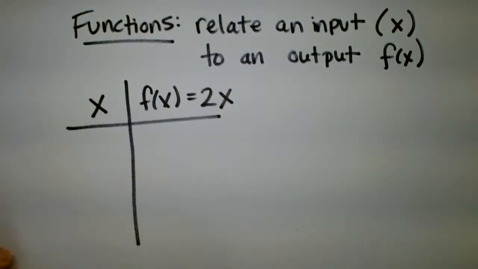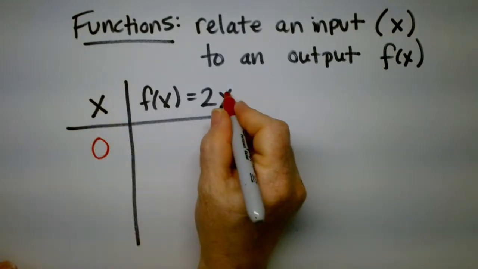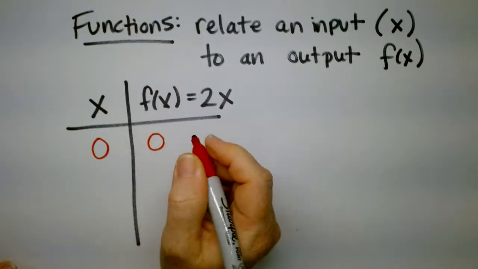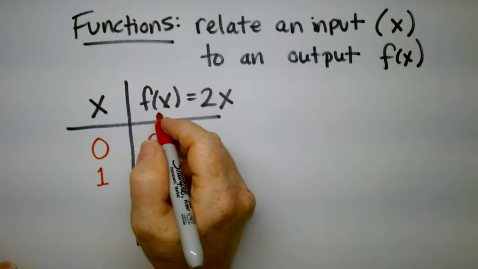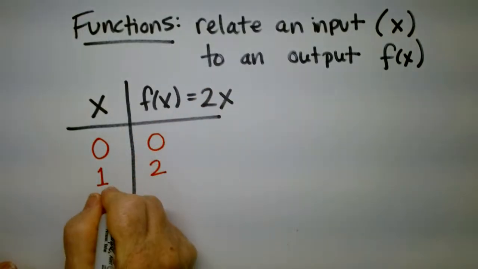2 times x. So that means if I put in an x of 0, over here for x I'm going to put 0. What is 2 times 0? Yeah, it's 0. If I put in a 1, if I put a 1 in for x, what do I get? 2 times 1 will give me 2. What if I put in a 2?